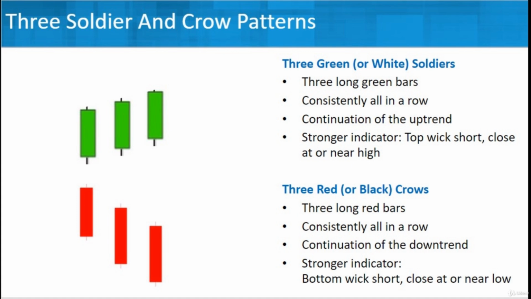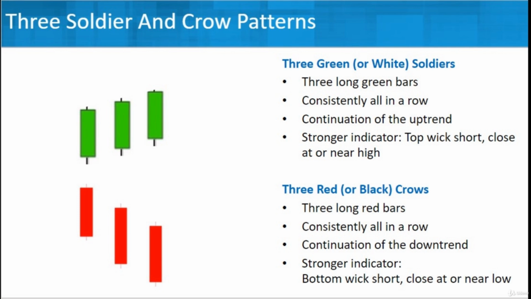The indicator is stronger if the bottom wick is short, showing the closes are at or near the low. They're not going way, way down, and certainly there's no real long upper wick trying to drive highs. They're real consistent red bars going in the same direction. For a crow, they'd be red and prices would be falling, but you wouldn't have a long wick at the bottom. So the shorter the wick, the better the indicator.